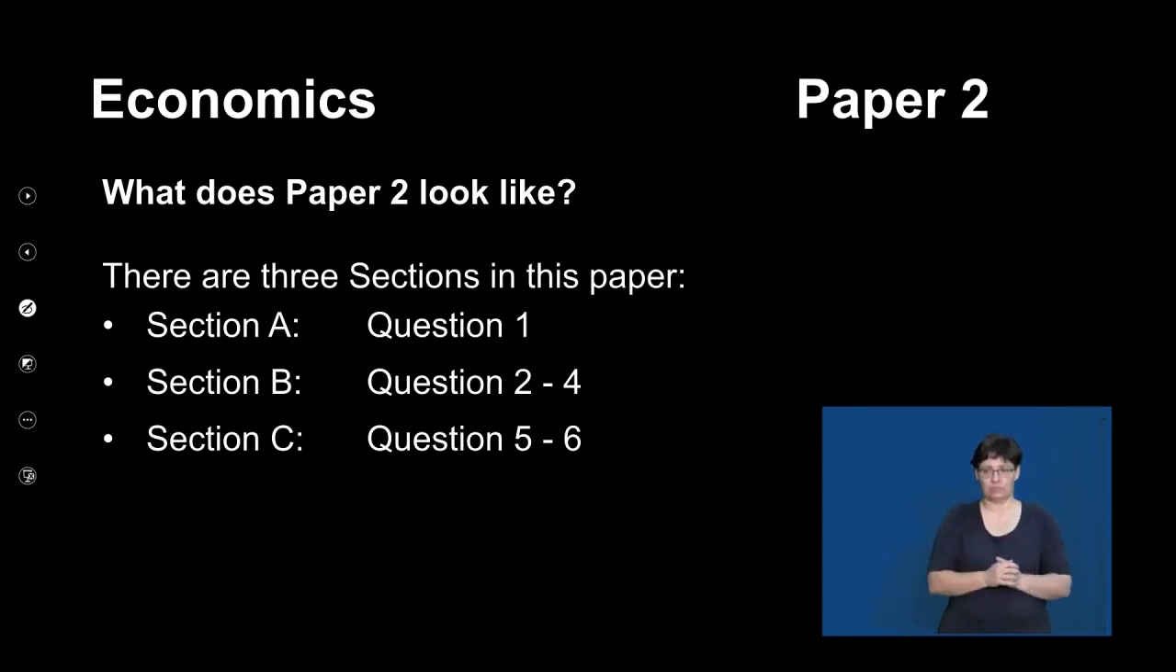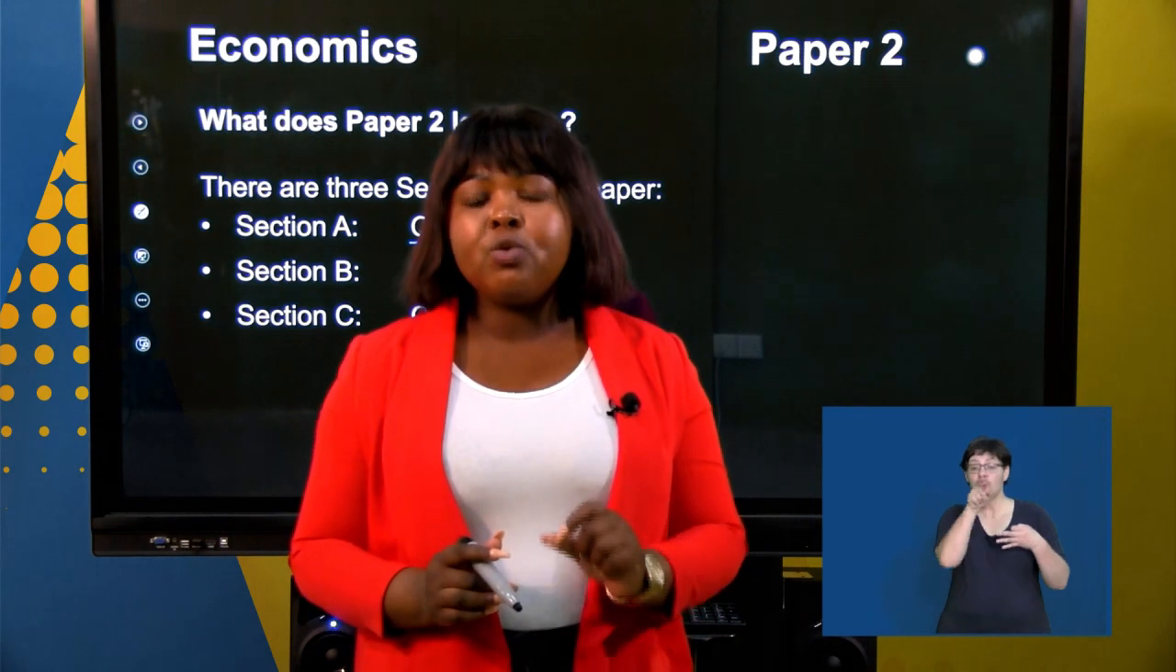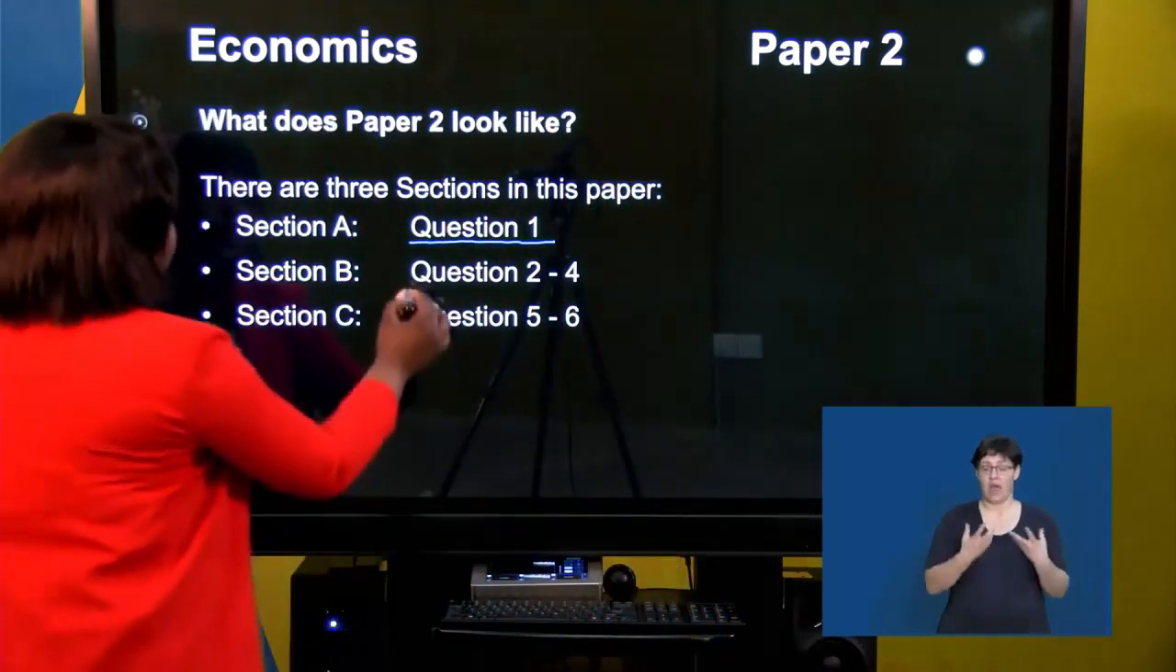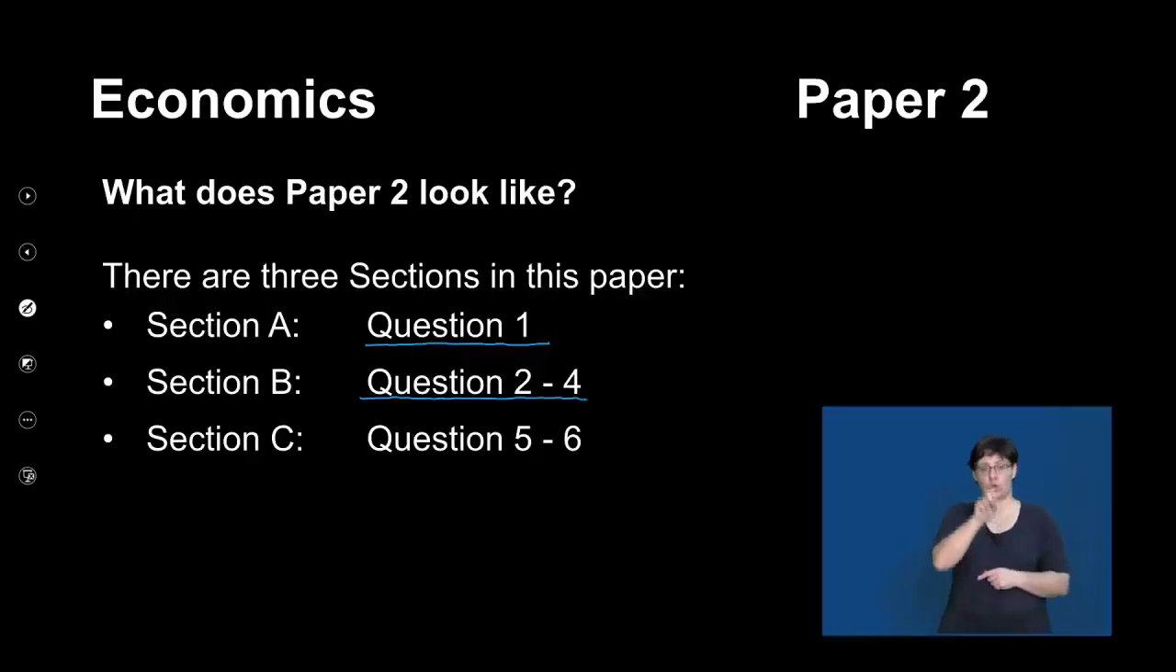As usual, our economics paper is divided into 3 sections. We've got our Section A, which is our question 1. We have our Section B. Section B, boys and girls, has 3 questions, and you are required to attempt 2 of those 3 questions, so you've got question 2 to question 4. Then we've got our Section C. Section C has question 5 and also question 6.